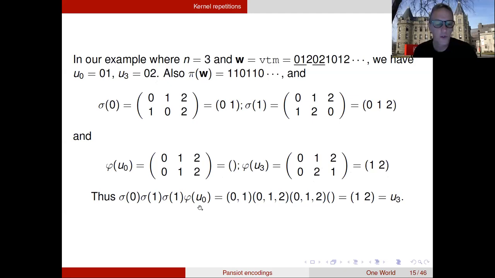And so if I start with phi of 0, the Pansiot encoding starts 1, 1, 0. So I take phi of U0, I multiply it by sigma of 1, then I multiply it by sigma of 1, then I multiply it by sigma of 0. So what happens is phi of U0 is the identity. Then we have 0 going to 1 going to 2. And now, so 0 goes to 1, which goes to 2, which, let me see, which way do I want to multiply?